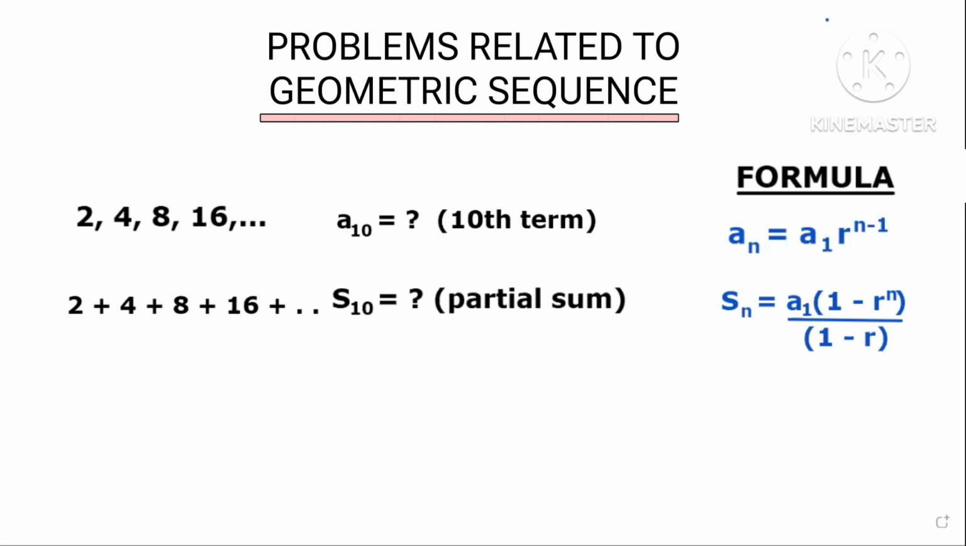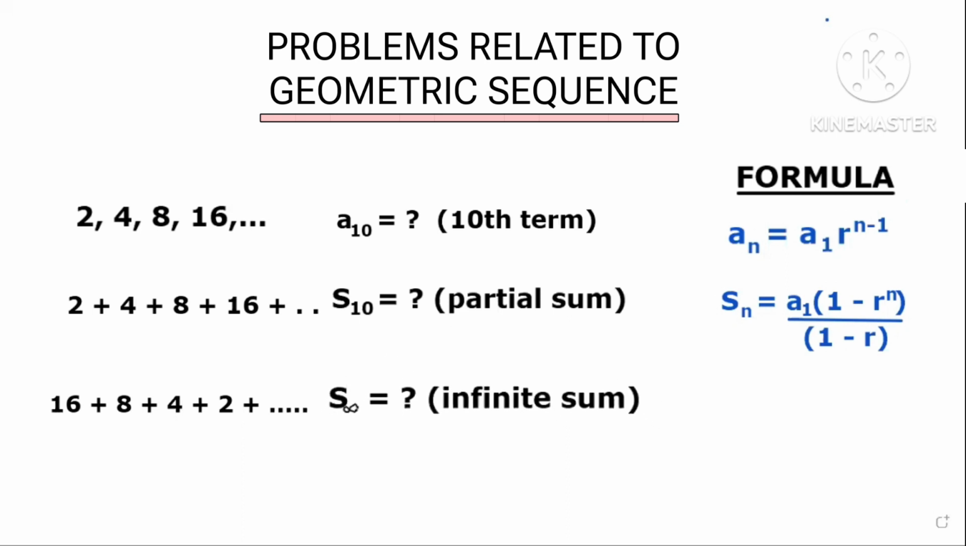Now, kung meron tayong partial sum, meron din tayong infinite sum sa geometric, no? And this is only applicable for decreasing sequence, meaning descending ang sequence natin, which means that the absolute value of r must be less than 1. So, supposing, again, binigyan tayo ng geometric sequence pero pabalik, no? We have 16 plus 8 plus 4 plus 2. And we're asked to find the infinite sum. The formula for the infinite sum is a sub 1 over 1 minus r.